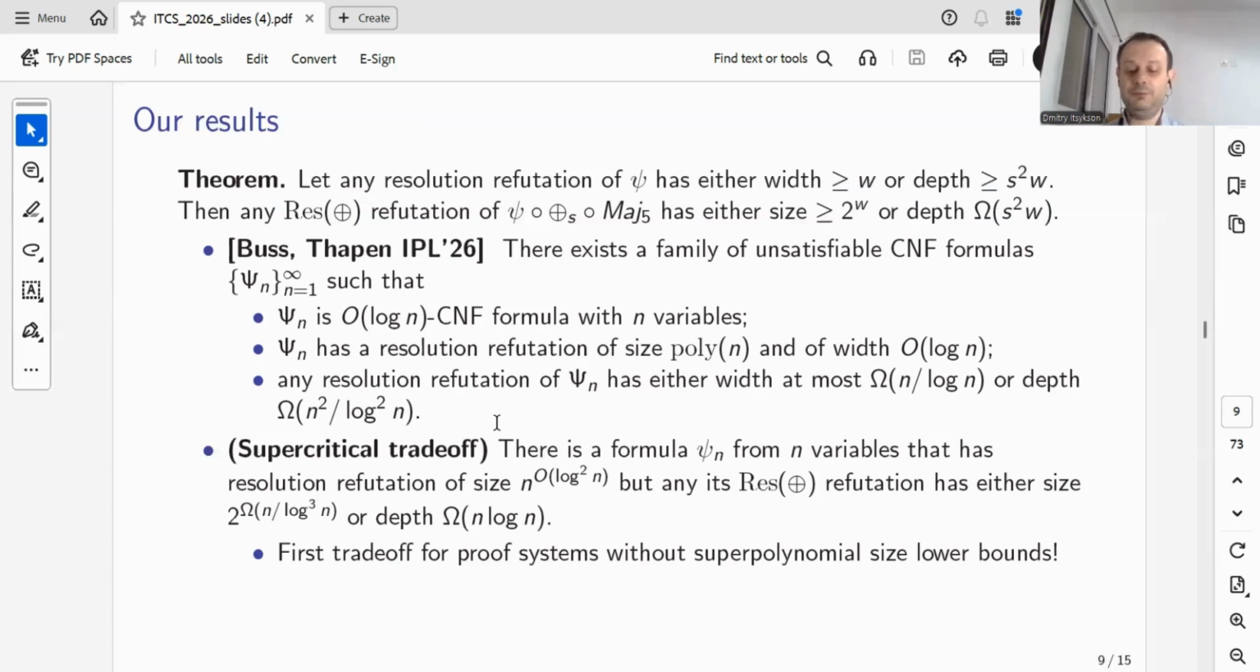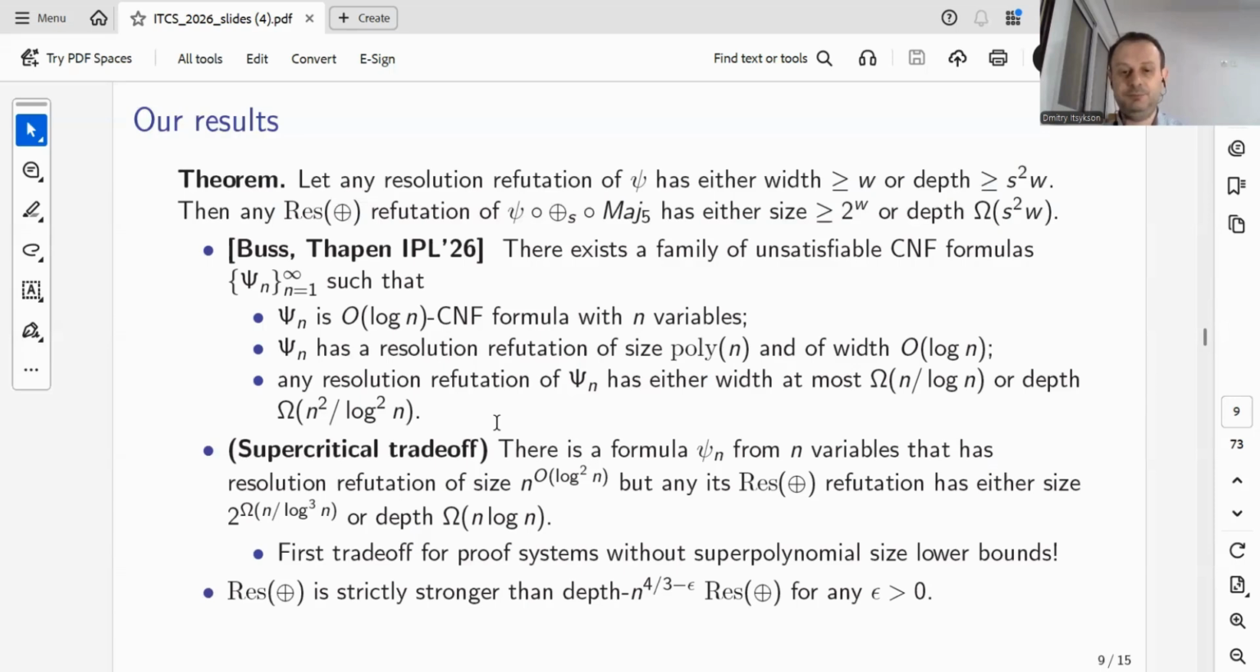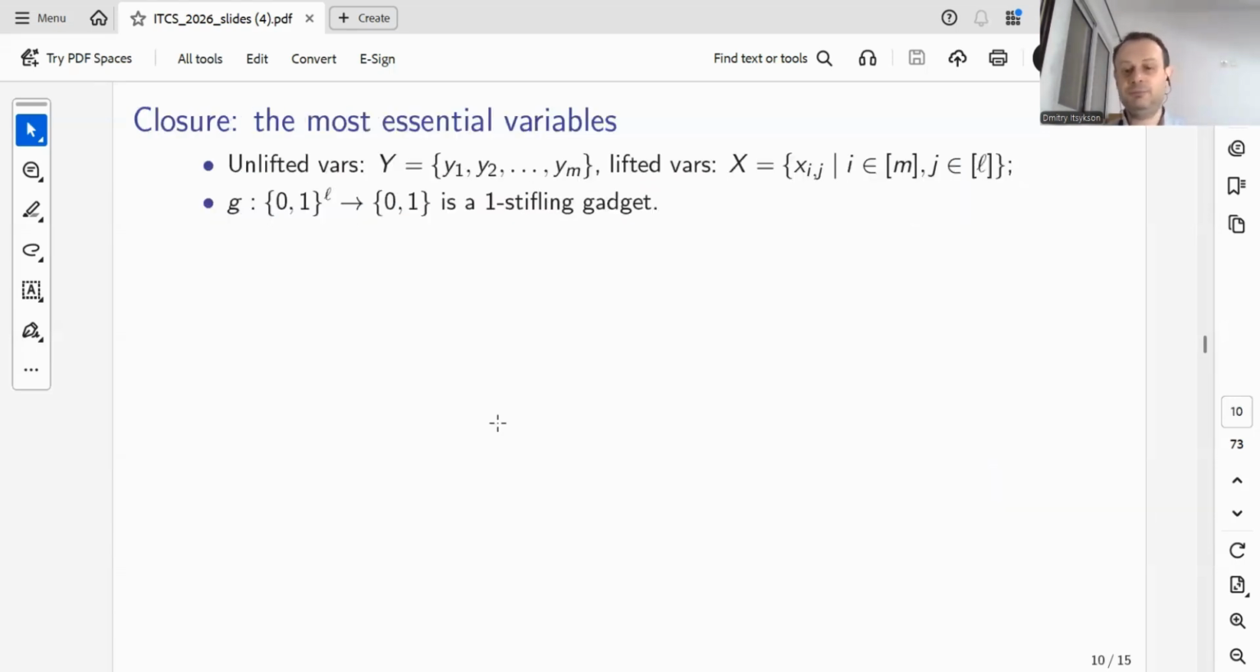If we combine our theorem with the trade-off by Buss and Thapen using different parameters, we get that resolution over parities is strictly stronger than its fragment that allows only refutations of depth at most n to the 3 over 4 minus epsilon for every positive constant epsilon. In the rest of the talk, I will present an outline of the proof.